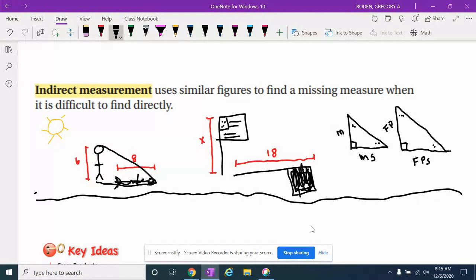So I know my height, which is 6, and I know my shadow is 8, and I don't know what the flagpole is, but I know the flagpole's shadow is 18. I can use something called indirect measurement to figure this out so I don't hurt myself trying to climb up the flagpole. Now, before we do that, though, I'll come back to this problem.